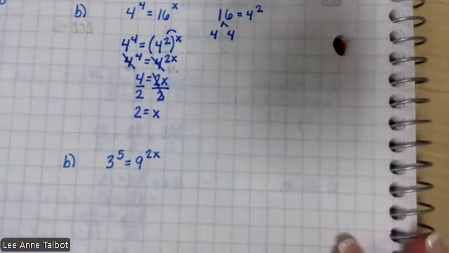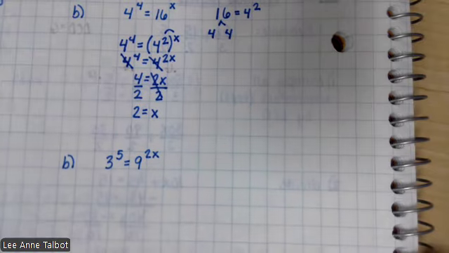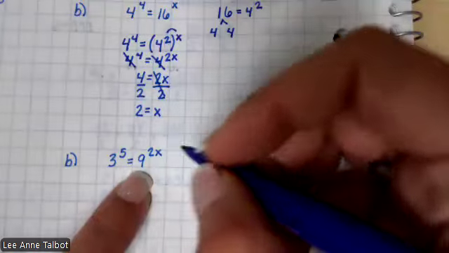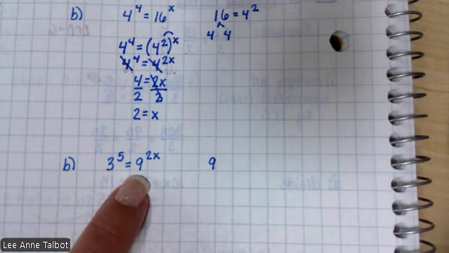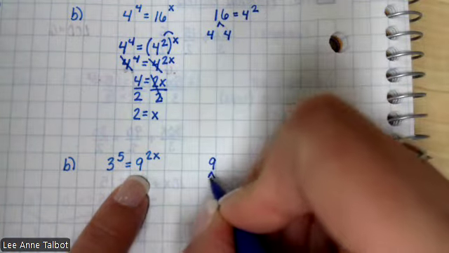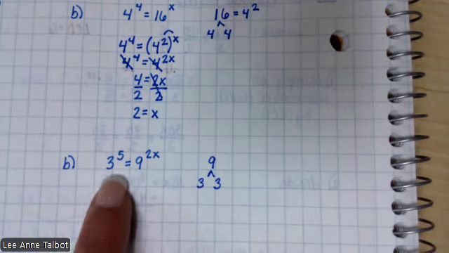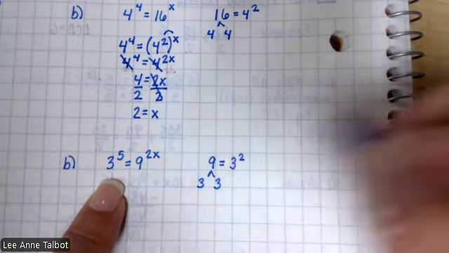Okay, now take a look at B. Does anyone have any idea of how I could make these have the same base? Okay, exactly. So take the 9. It's the bigger of the two bases. Put it over here. 9 is 3 times 3. That's great because that's the base of the other one. Perfect. So 9 is 3 squared.